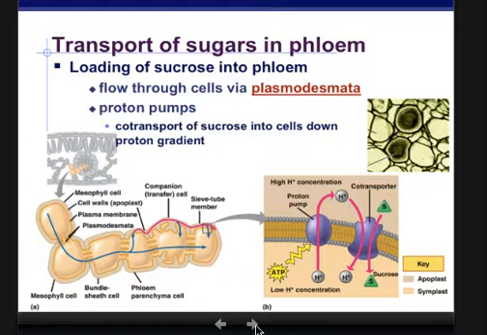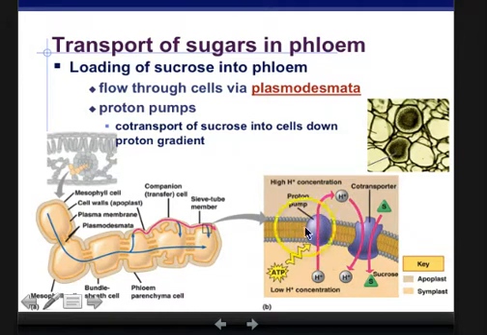All right, and we have proton pumps again, creating gradients. So we can have co-transport of sucrose into cells down the proton gradient. So these proton pumps are really important for creating a significant change in the charge of the cell and affect the action potential of the membrane so that stuff can come in.